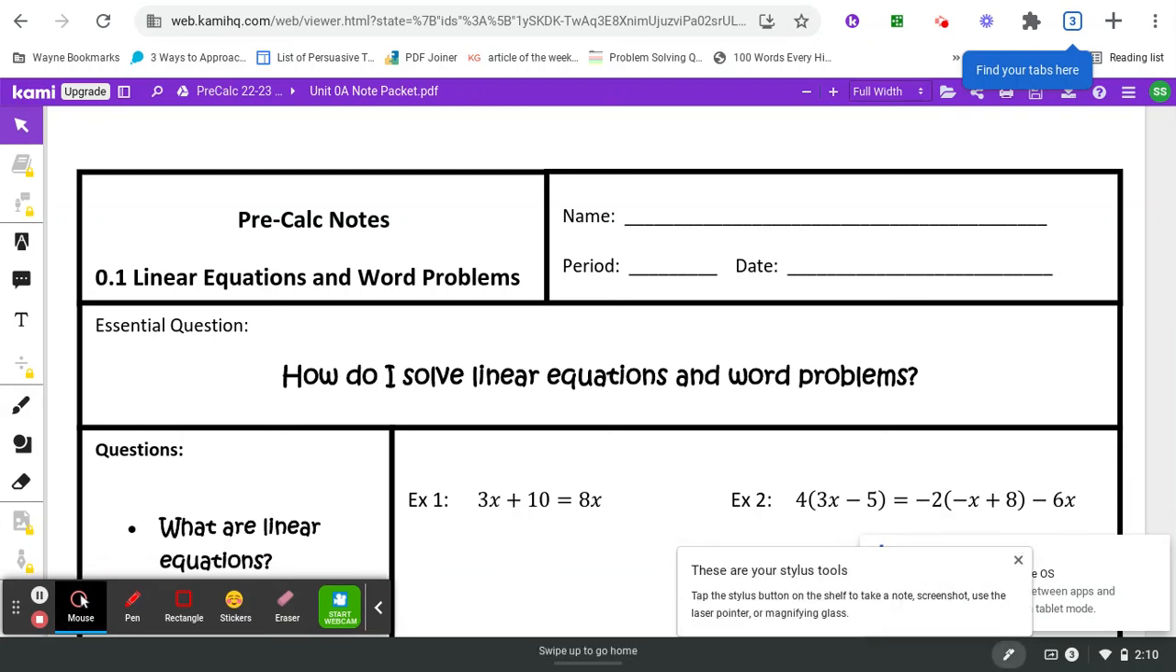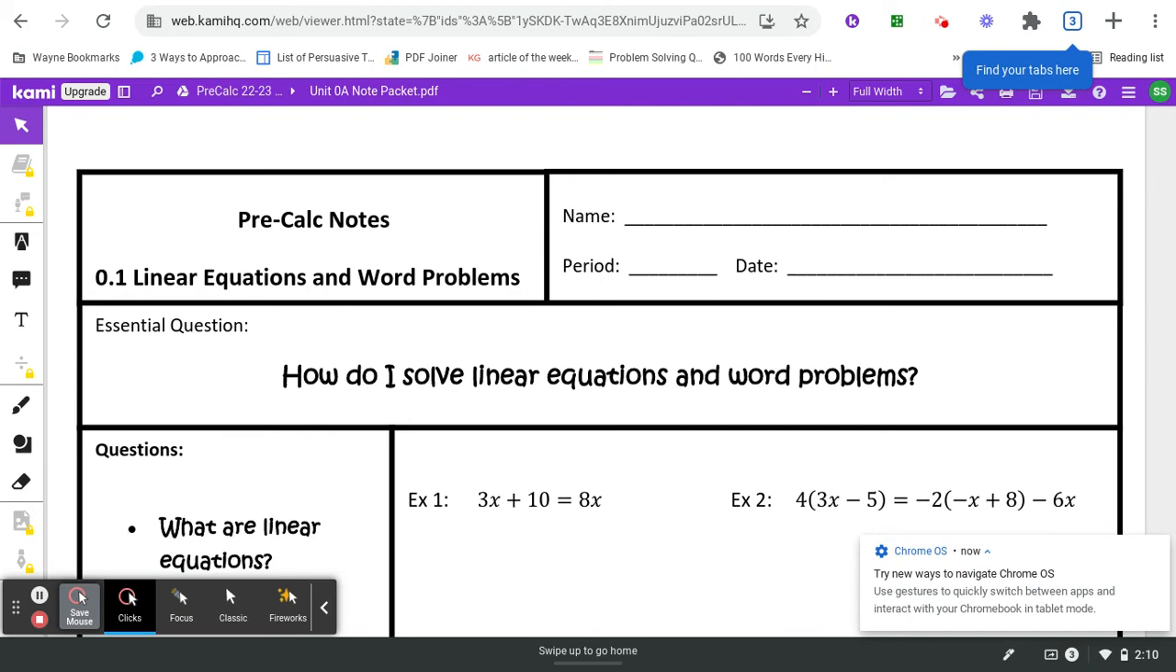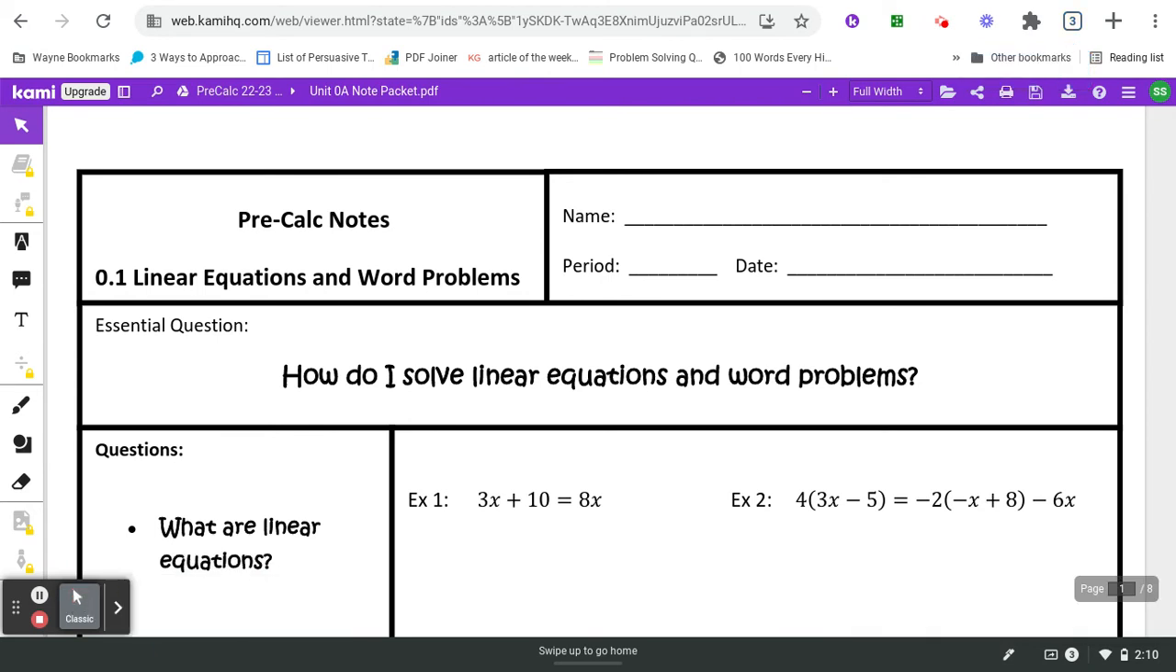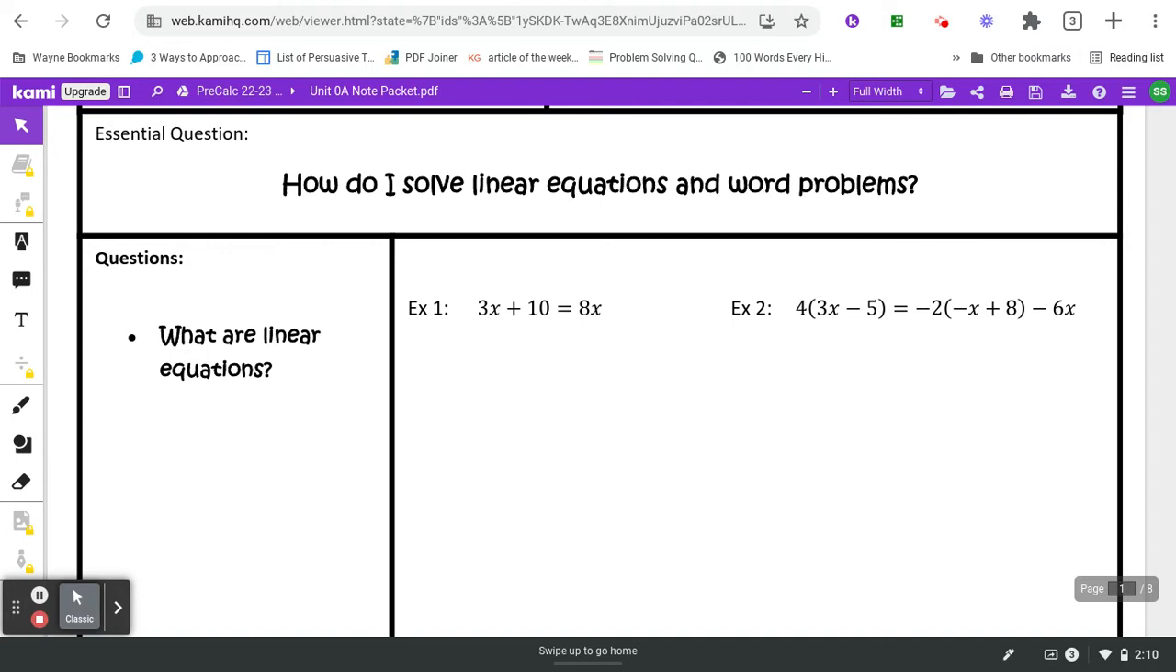Okay, these are the notes for pre-calculus. These are 0.1 notes. We're talking today about linear equations and word problems. So our essential question for today: how do I solve linear equations and word problems? First, what are linear equations? Linear equations are equations that have an x in it.